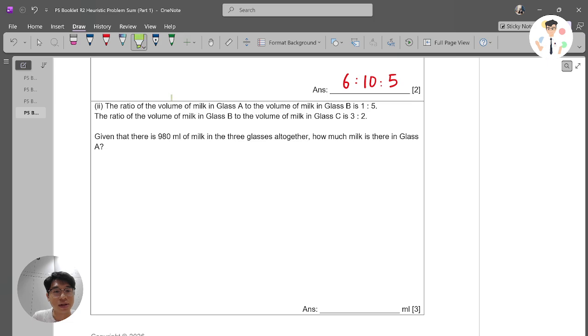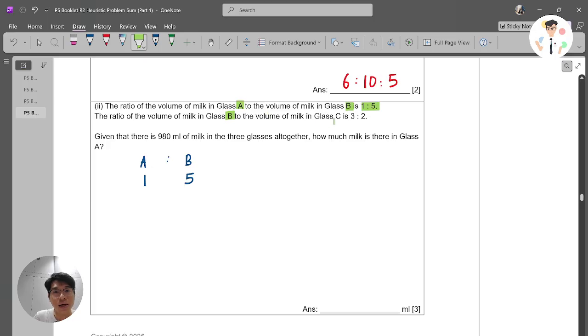Now, here says that the volume of milk in glass A and the volume of milk in glass B is 1 to 5. So I know A, I know B. And the unit is 1 unit, 5 unit. Next, the ratio of the volume of milk in B to C is 3 to 2. Now, I have another C, but this B, now I was given 3. But this C, I was given 2.